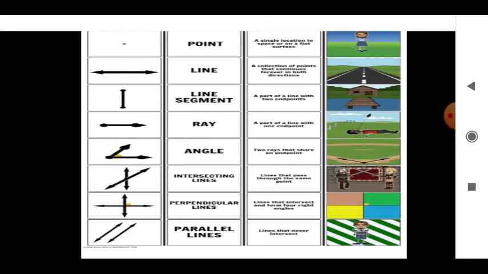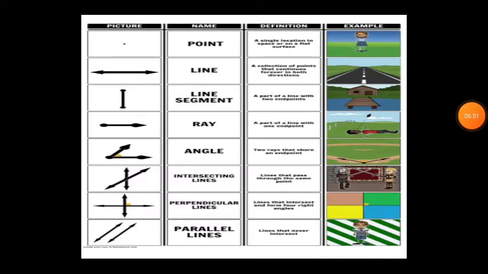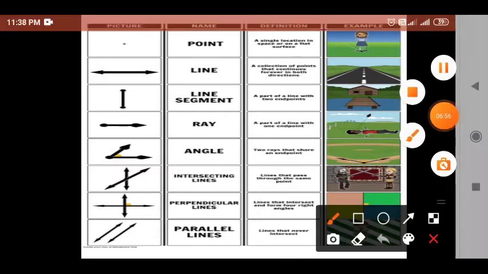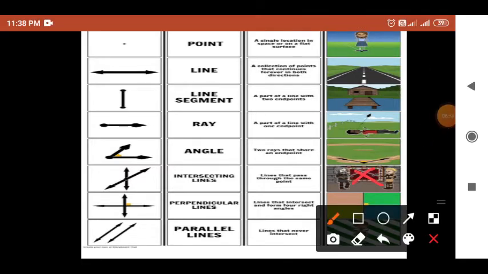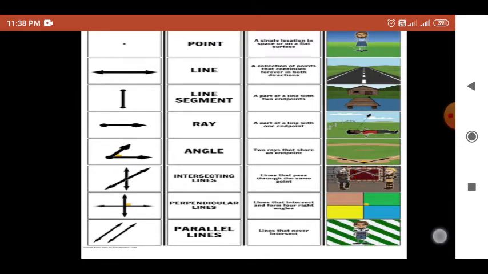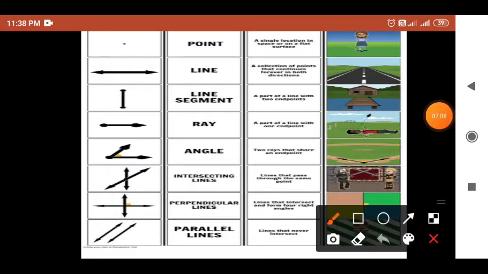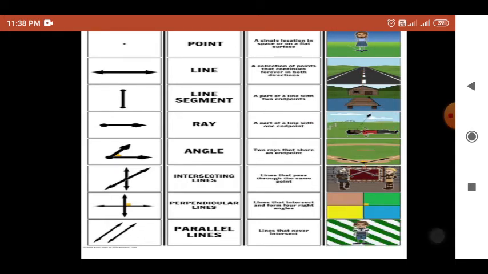Intersecting lines. Intersecting lines means, you can see in the example, two men are fighting using the sword. See, the two men keep their swords like a cross. So the two swords touch each other at one point. So it is intersecting lines. And perpendicular lines, you can see an example here. See, this is a perpendicular line. All the angles are equal to 90 degrees.